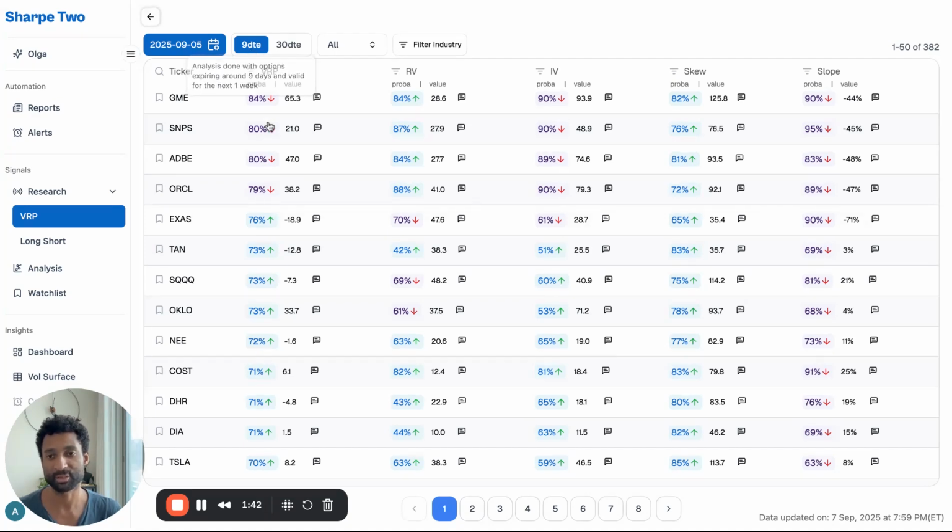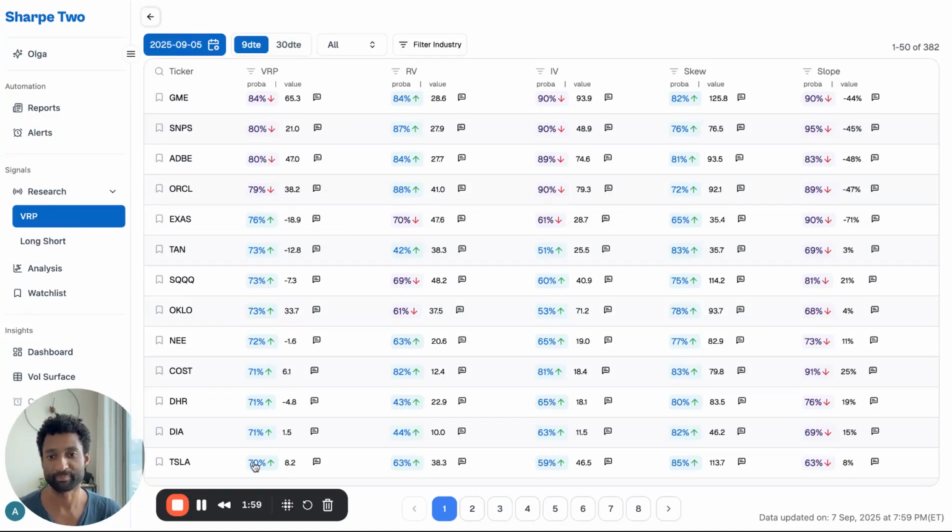Obviously, when you look at 9 days right now, you have a few interesting names. You see GME here, and you see Tesla there, right? I didn't even have to do any filters. That was just top of the board, and I was like, okay, well, that's interesting. Let's try to dig deeper into that.